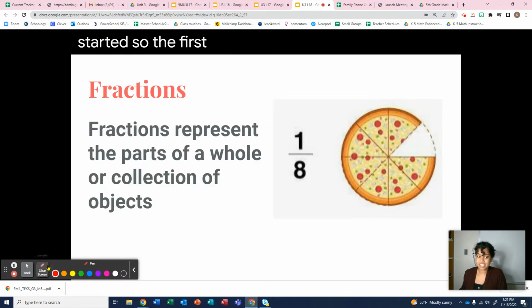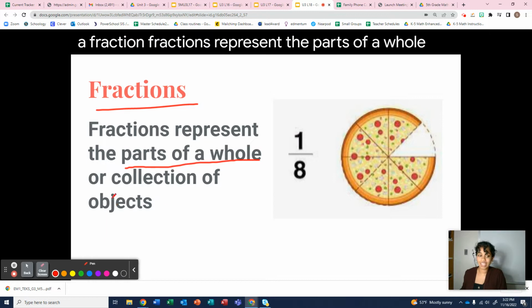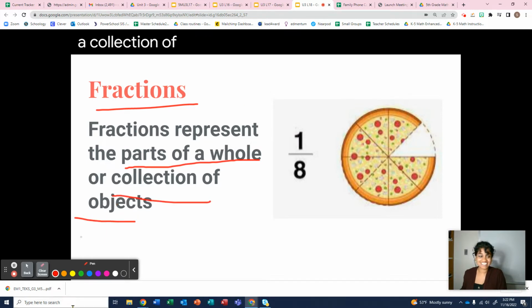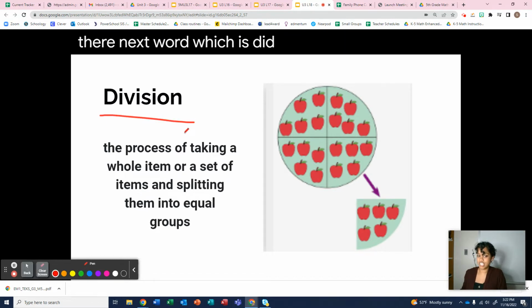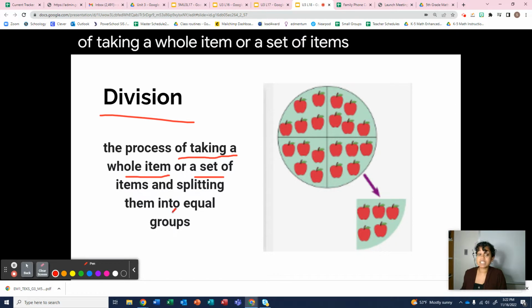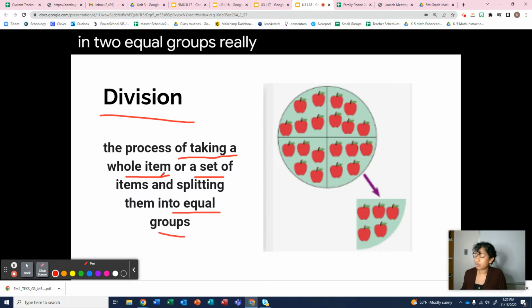So the first thing we want to go over is, what is a fraction? Fractions represent the parts of a whole or a collection of objects. All right, fantastic. Let's go over the next word, which is division, which is the process of taking a whole item or a set of items and splitting them into equal groups. Really important. We want to make sure everything is in equal groups.